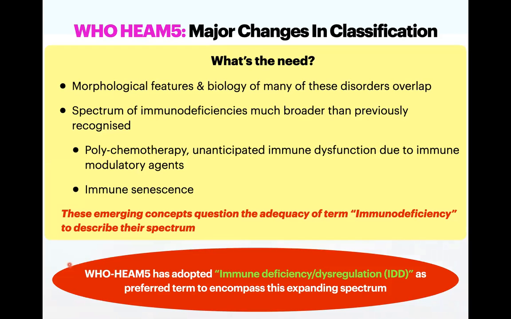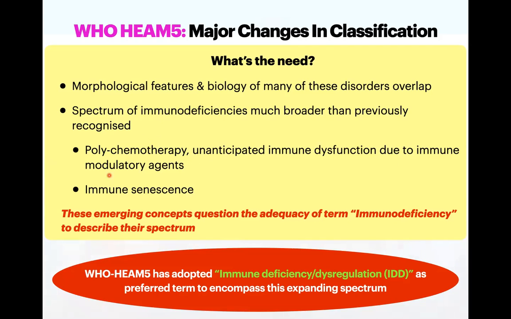Okay, so what are the major changes? Why was there a need of making these changes in the classification? Because morphological features and biology of many of these disorders overlap. So it makes perfect sense to include them in one section rather than describing them as separate chapters. And the spectrum of immunodeficiencies is much broader than it was previously recognized, like polychemotherapy, unanticipated immune dysfunction due to immune modulatory agents, and immune senescence.